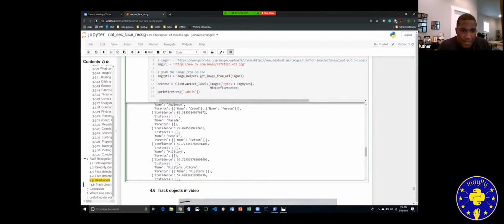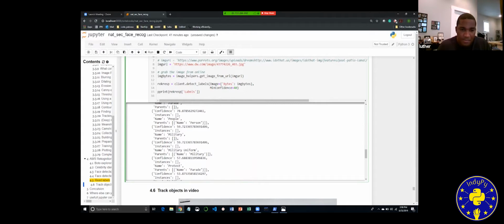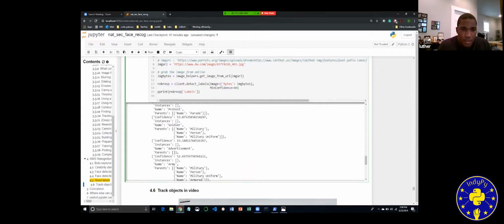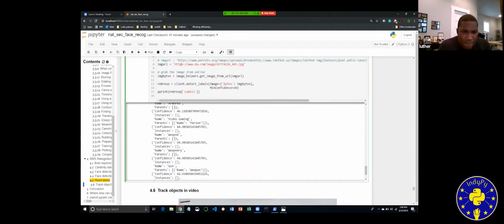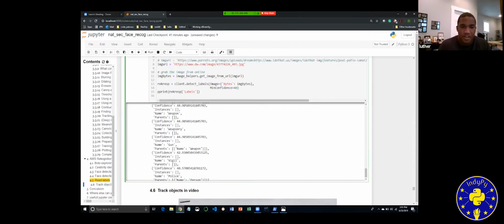Let's see for our weapons. Military, 59% confident this is a military unit of some kind. They're 53% confident it's a soldier. And they are 44% confident that it is a weapon. They actually think that it's a higher probability that it's a video game than an actual weapon, right? Gun, they're only 42% confident that it's a gun. So we can tell the limitations, right?